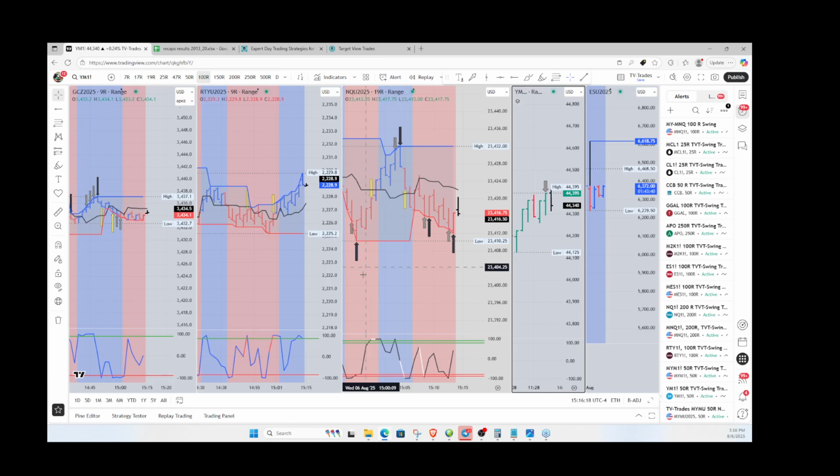15 and a quarter. Why would I have shorted 15 and a quarter? I must have just left that order on there from somewhere.